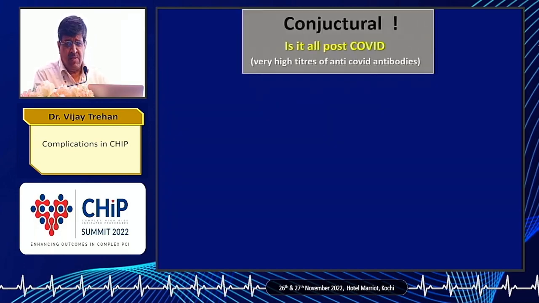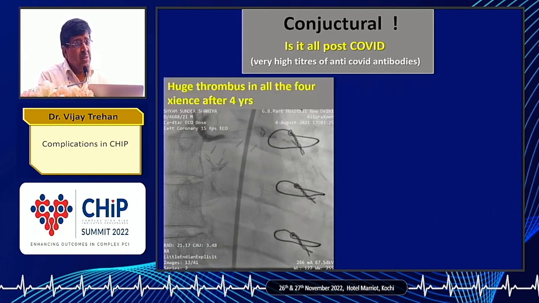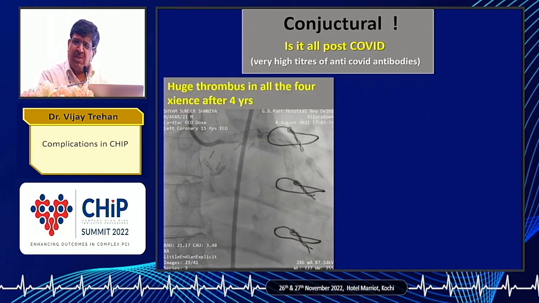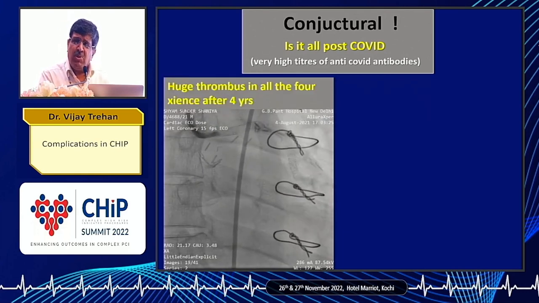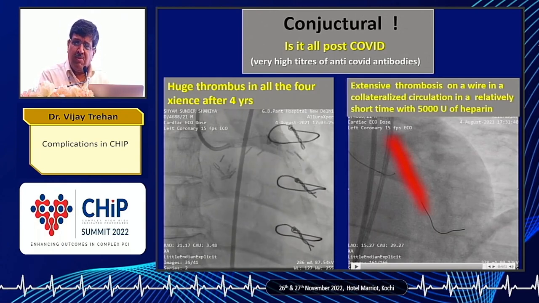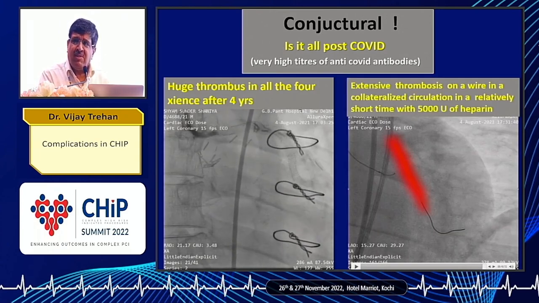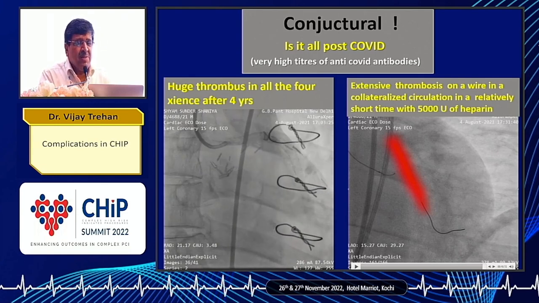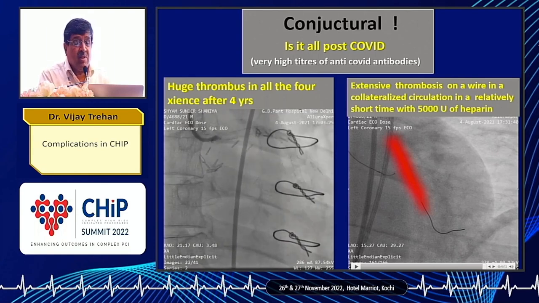Is it post-COVID? Well, you cannot rule it out because this patient had very high titers of anti-COVID antibodies. Why I'm saying this is because 4 stents put 5 years ago, all of them get so much thrombus. And this wire getting too much thrombus formation, of course, heparin was not like 350 ACT, but 5,000 heparin was still given. So that will still stay conjectural.